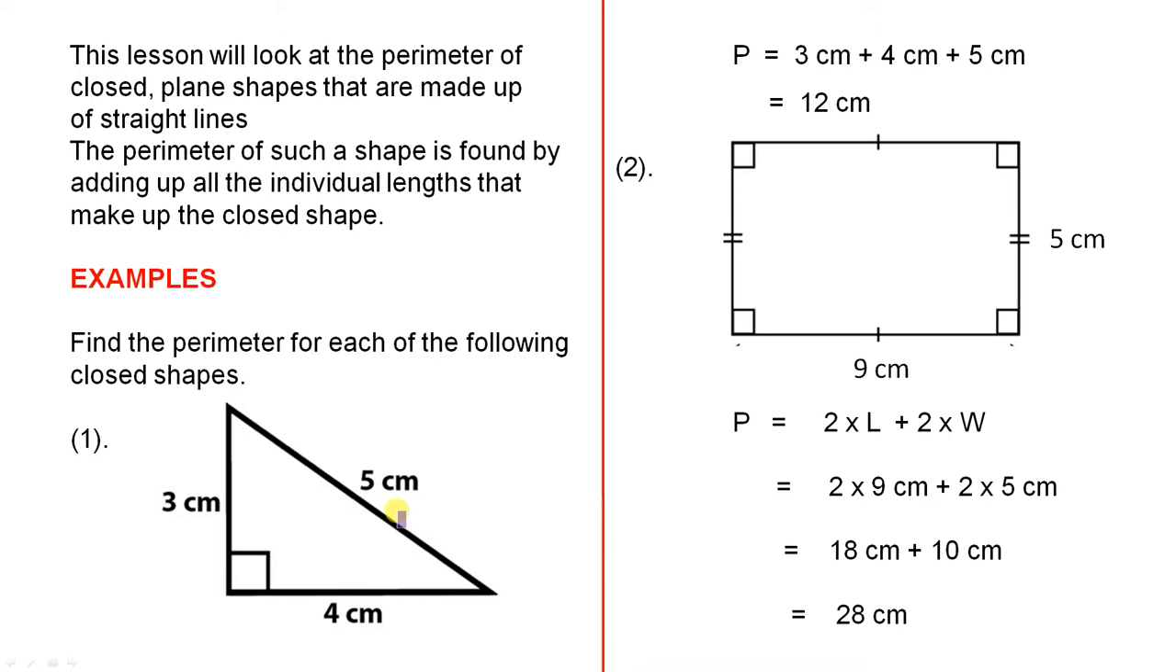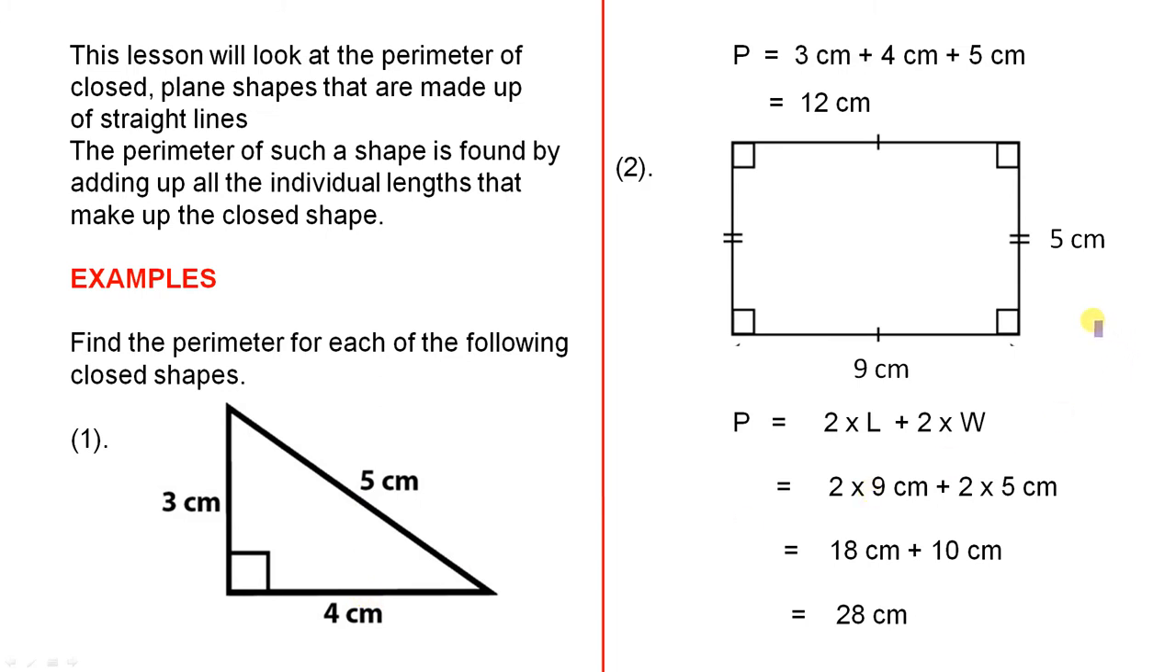For example 1, we have a triangle here, and you can see it's closed. It's not open anywhere. So if that was an animal, say, and this was a pen or a yard, it's completely closed and the animal can't get out. Now it's a right angle triangle because of that symbol there, but it doesn't matter. It doesn't have to be a right angle triangle. It can be just a normal triangle. So for this particular example, the perimeter is 3 centimetres plus 4 centimetres plus 5 centimetres, which is 12 centimetres. So you just add up the three lengths.